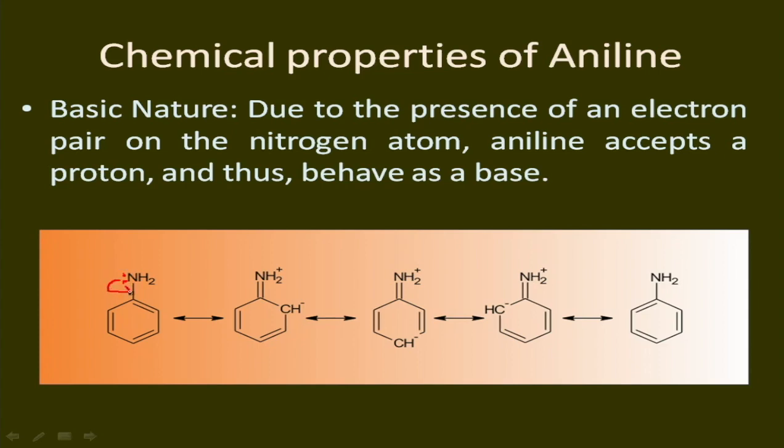This lone pair donates a pair of electrons, comes here, and this one shifts. After shift you get a negative charge on carbon. This minus again undergoes resonance and comes down here. The negative charge in the ring undergoes resonance again, so we get a negative charge on carbon.